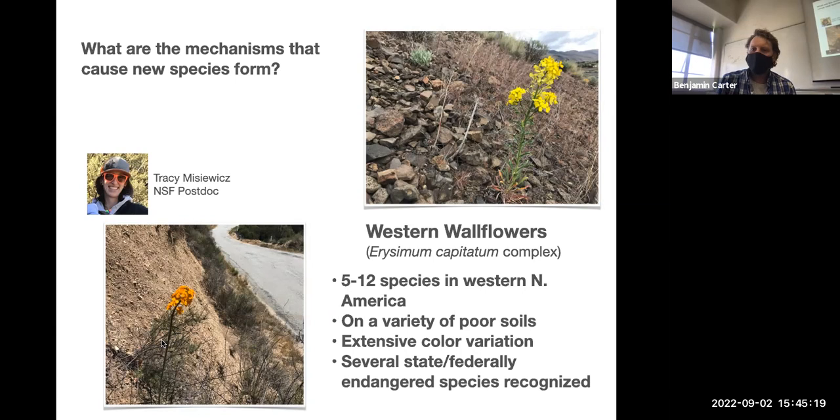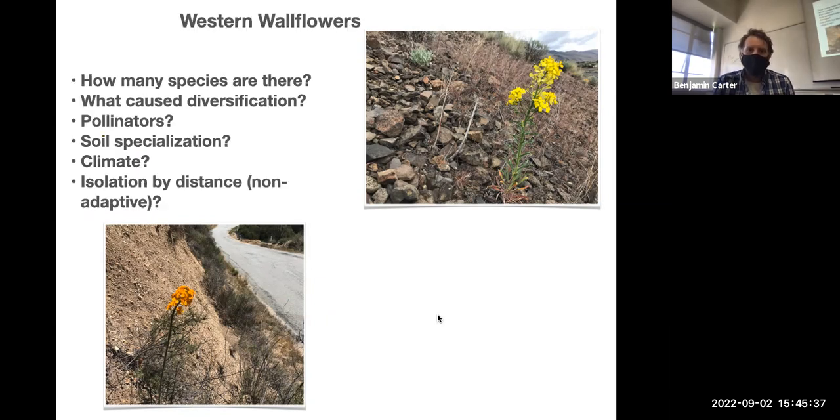The other really attractive piece of this particular puzzle is that it contains several of what we think are species or subspecies that are actually state and federally listed. So these are plants that have a really clear conservation priority. The questions we're asking again are these really basic questions of how many species are there and what caused these species to form, assuming there is more than one species.